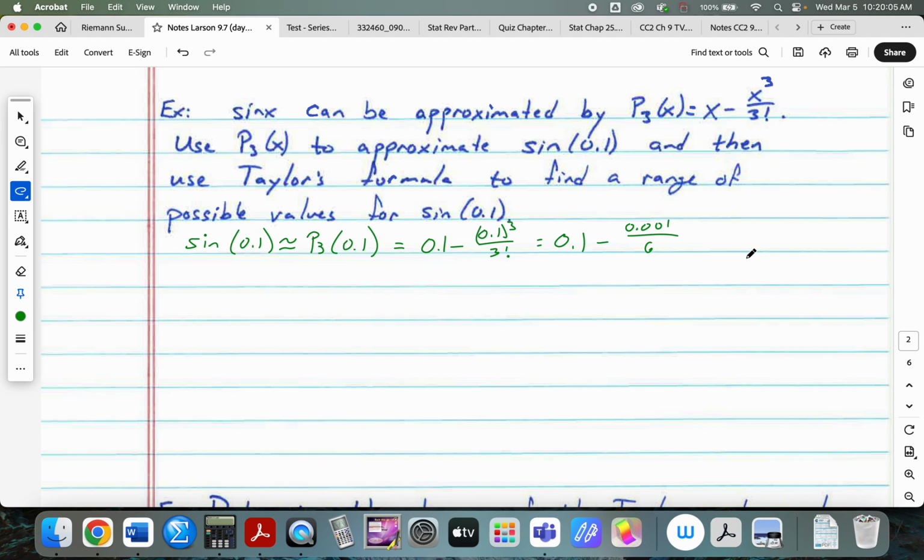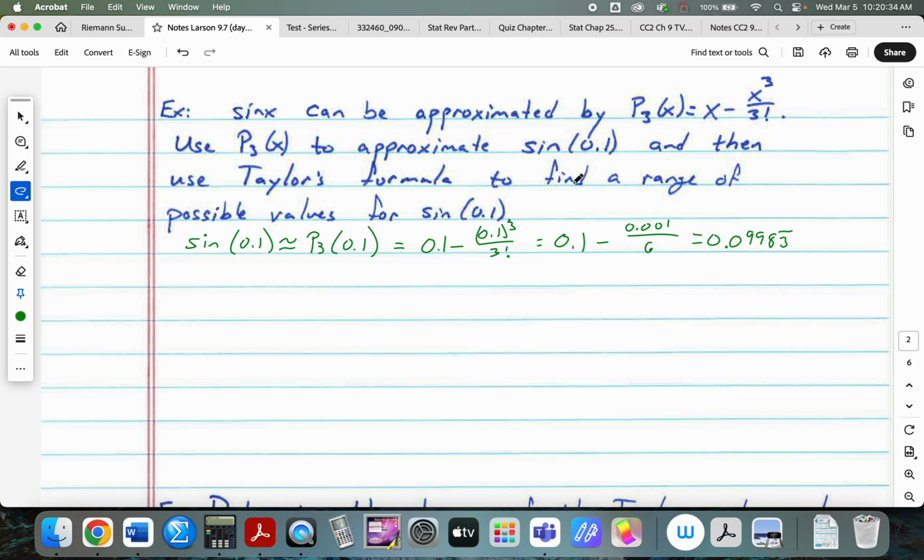So 0.1 minus 0.001 divided by 6 is 0.09983 repeating. So that's the approximation for sine of 0.1. And it's no surprise to us that it's close to 0 because sine of 0 is 0.